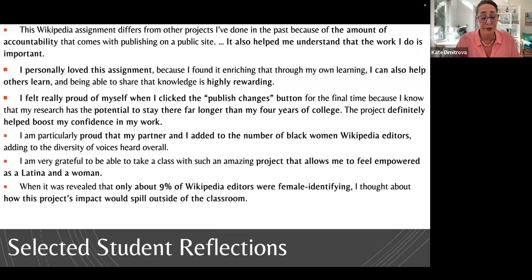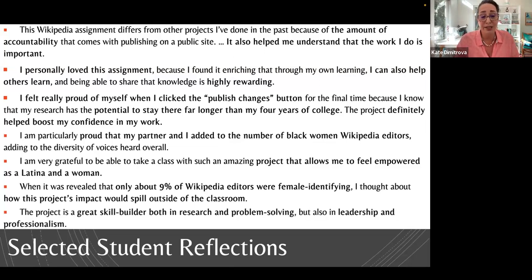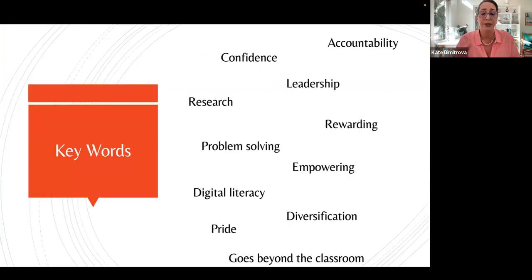When it was revealed that only about 9% of Wikipedia editors were female identifying, I thought about how this project's impact would spill outside of the classroom. And then finally, the project is a great skill builder, both in research and problem solving, but also in leadership and professionalism.